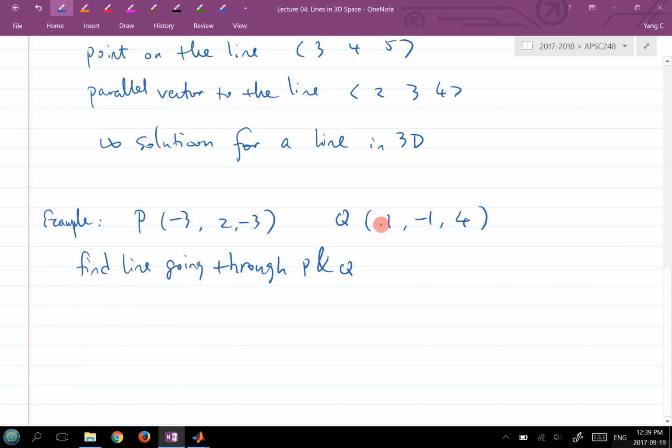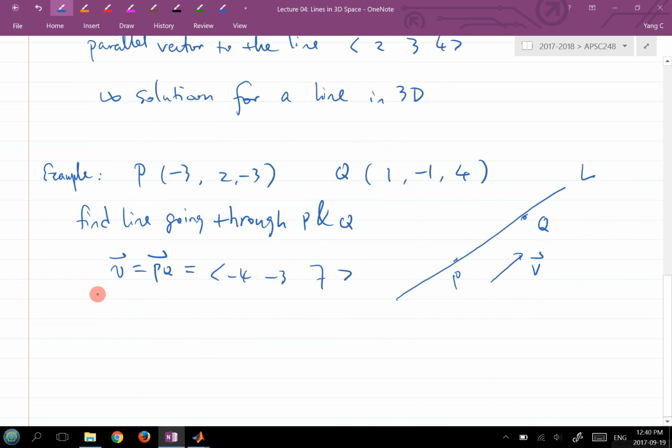So the first part is done. You just need to find a parallel vector to the line. What will be a parallel vector to the line? PQ, exactly. PQ is a candidate for the parallel vector. Let's call it V equal to PQ. You calculate Q minus P, and that will be the parallel vector to the line. And then you can write down the line equation.